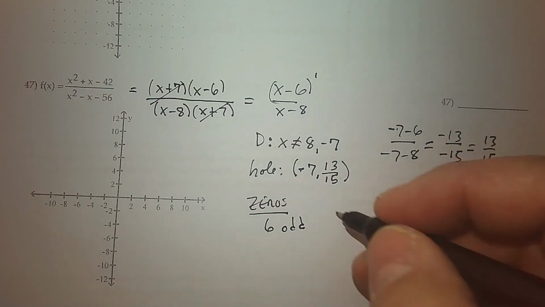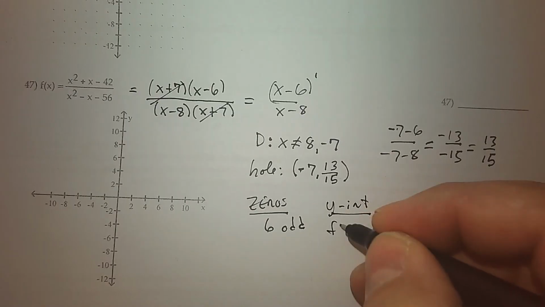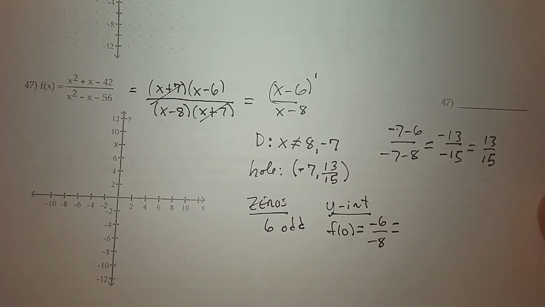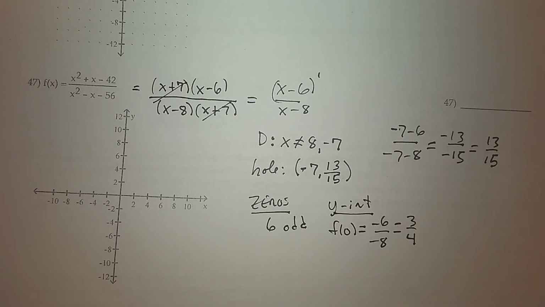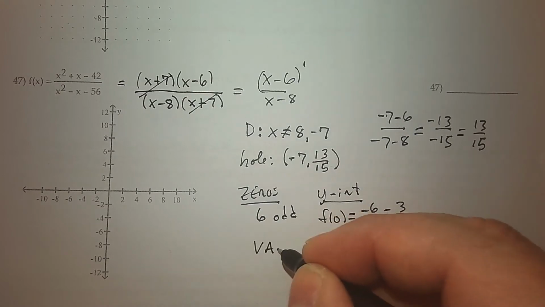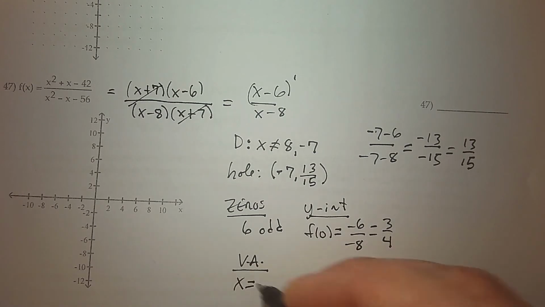What else would be helpful? What's the y-intercept and how do I find it? To find the y-intercept, I plug in 0 for x. And when I do that, I get negative 6 over negative 8 or positive 3/4. What's the last thing I need to focus on? Is the asymptotes. We have a vertical asymptote. Where's the vertical asymptote and where do I look? The numerator or denominator? What's the 0 of the denominator? So it's x equals positive 8.